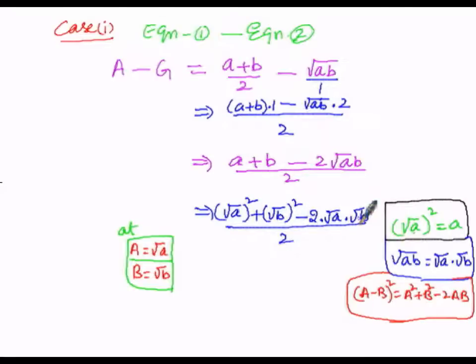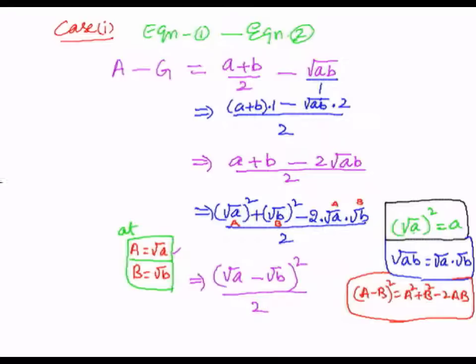So that implies a square plus b square minus 2ab is in the form of root A whole square plus root B whole square minus 2 into root A into root B, that equals (a minus b) whole square. That is (root A minus root B) whole square, whole divided by 2. So we can assume this as a and root B as b. Now it is in the form of a square plus b square minus 2 into a into b, so it can be written as (a minus b) whole square. So a is replaced by root A and b is replaced by root B, whole square, totally divided by 2.